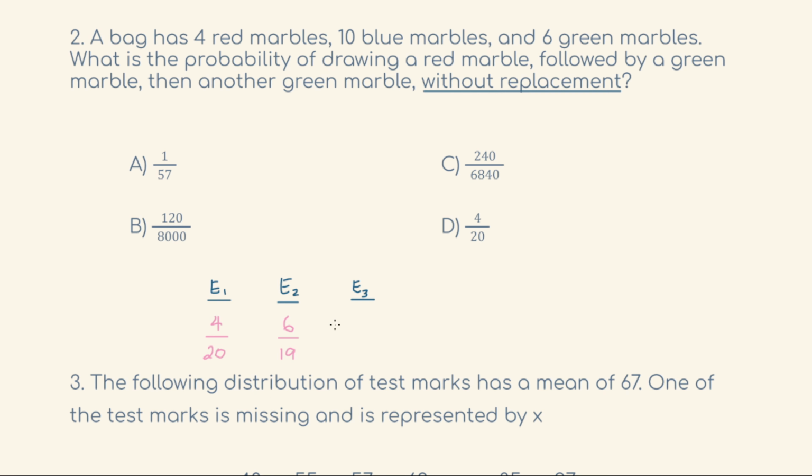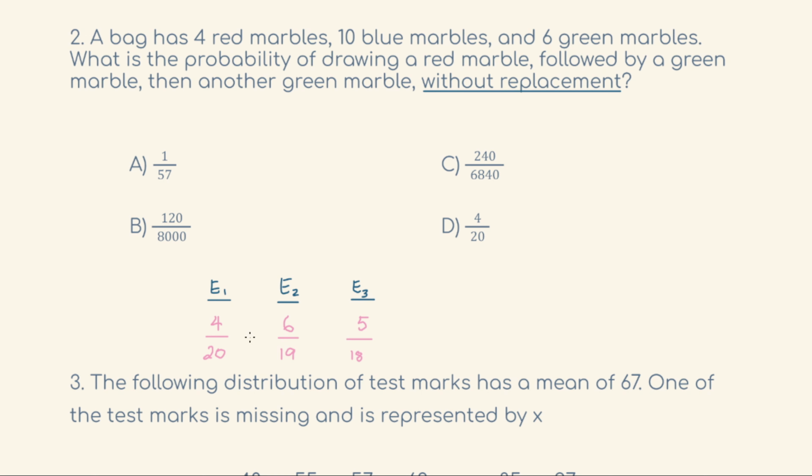And now, let's look at event 3, the probability of pulling out another green marble. Well, in event 2, I've pulled out a green marble, and we haven't replaced it, right? So now instead of 6 green marbles, there's only 5 green marbles left. And in the bag, there's not 19 marbles, because we've taken out a red one and we've also taken out a green one. We've taken out 2 marbles. So 20 minus 2 is 18, okay? So now we know the probability of these 3 events happening independently.